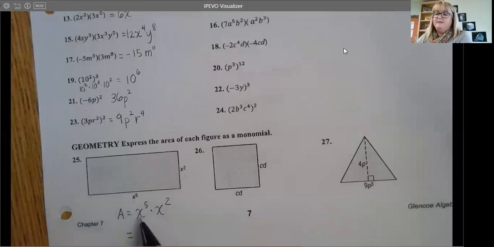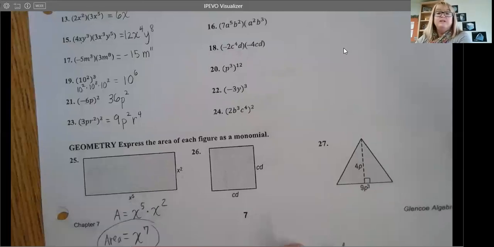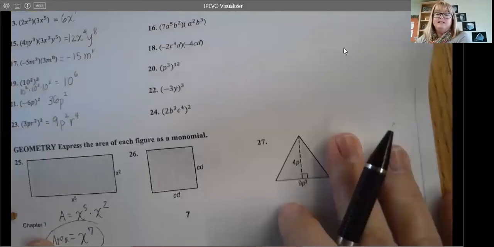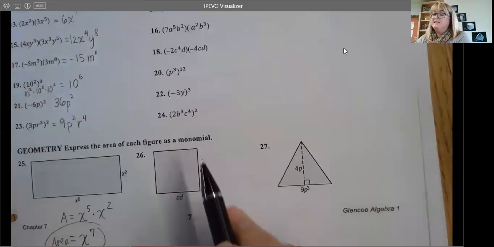Well, x to the 5th times x squared, we just were working on that. If you're multiplying the same base, then you would add the exponents, would be x to the 7th. So the area is x to the 7th. All right, then you're going to do the same thing with 26, finding the area, but this is a square.